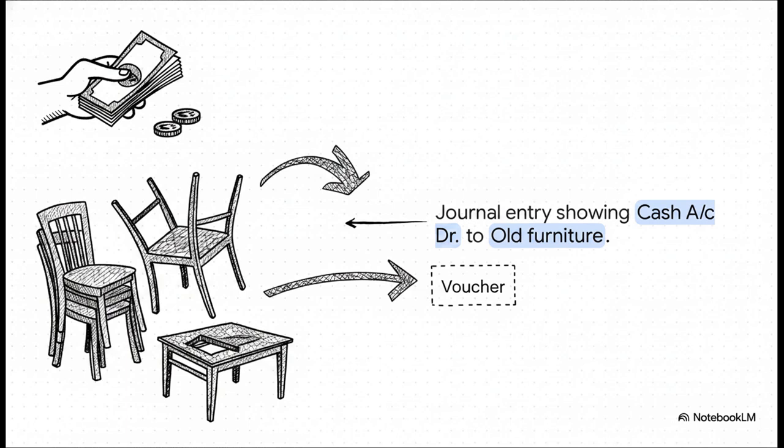And the source material brilliantly illustrates this rule in action. We have an entry here for a scrap sale voucher. Basically, the business sold some old furniture for cash. So let's apply the rule. What comes in? Cash. Therefore, the cash account is debited. What goes out? The old furniture. So the old furniture account is credited. In accounting shorthand, it reads cash account debit to old furniture. It just perfectly captures the physical flow of those assets.